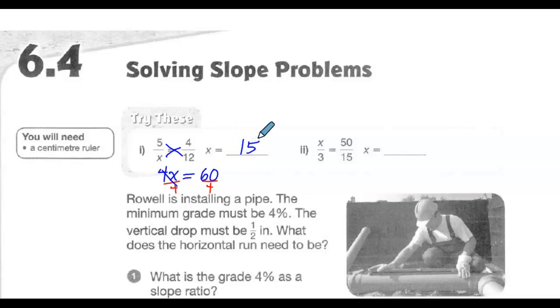Okay, now the next one, the x is not in the denominator, so cross product is not actually the fastest method. All we need to do is multiply both sides by 3, that denominator there. And so we'll get x equals whatever 50 times 3 divided by 15 is. And so 50 times 3 is 150, divided by 15 is 10.